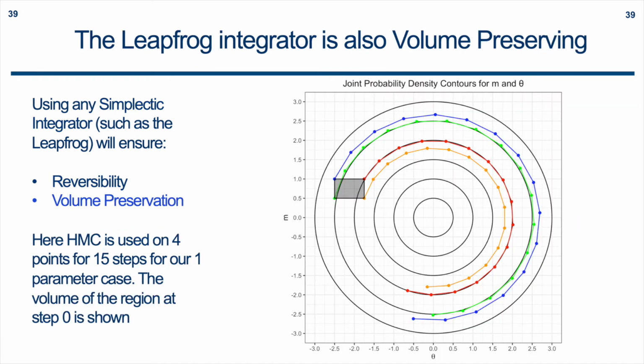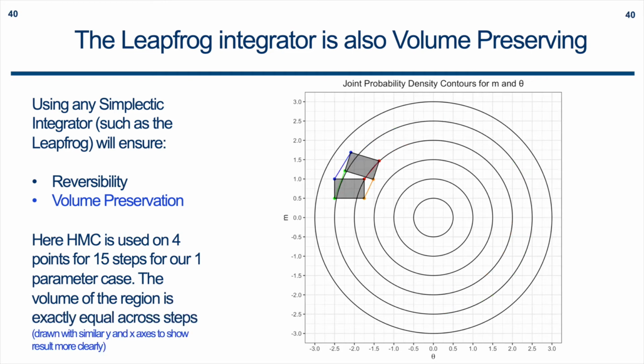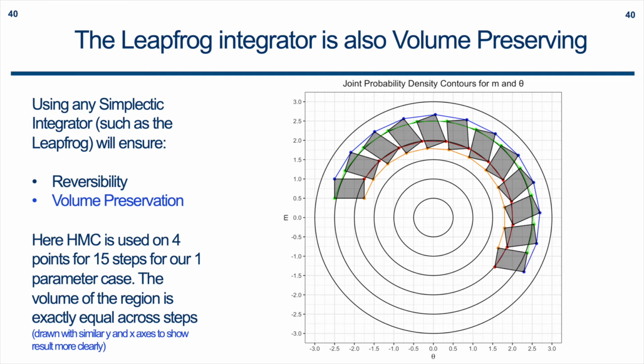Another important property of the Leapfrog integrator, or any symplectic integrator, is the concept of volume preservation. Here we have 4 points being mapped out in a little black box, and we're going to trace those round for 15 steps, and we can think about the volume of that region at step 0 there. Now as we progress each of these 15 steps of our Hamiltonian Monte Carlo using the Leapfrog integrator, the volume of that region in each of those boxes is going to be exactly the same.